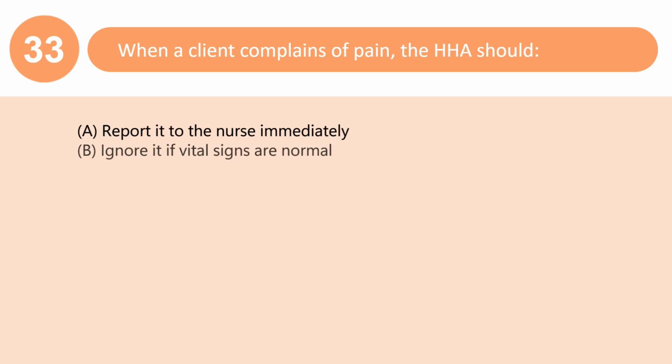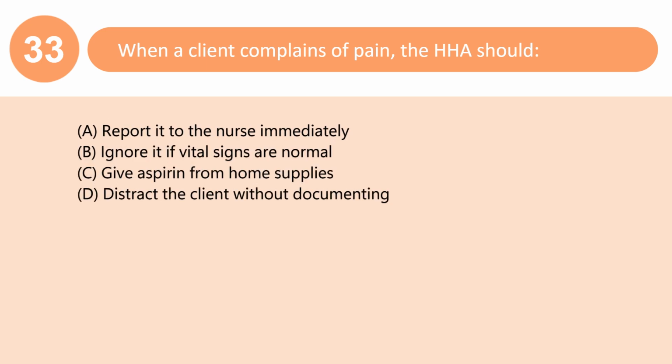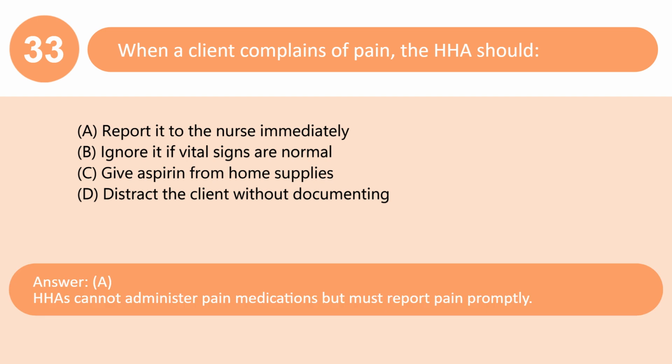When a client complains of pain, the HHA should: A. Report it to the nurse immediately. B. Ignore it if vital signs are normal. C. Give aspirin from home supplies. D. Distract the client without documenting. Answer: A. HHAs cannot administer pain medications but must report pain promptly.